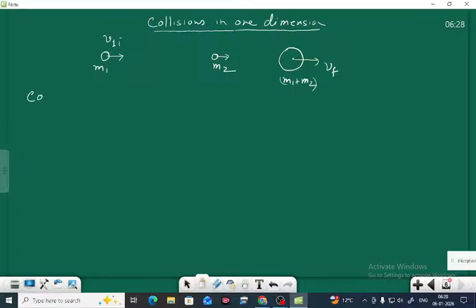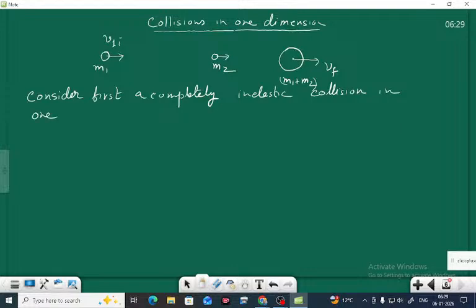Now you see that, consider first a completely inelastic collision in one dimension.